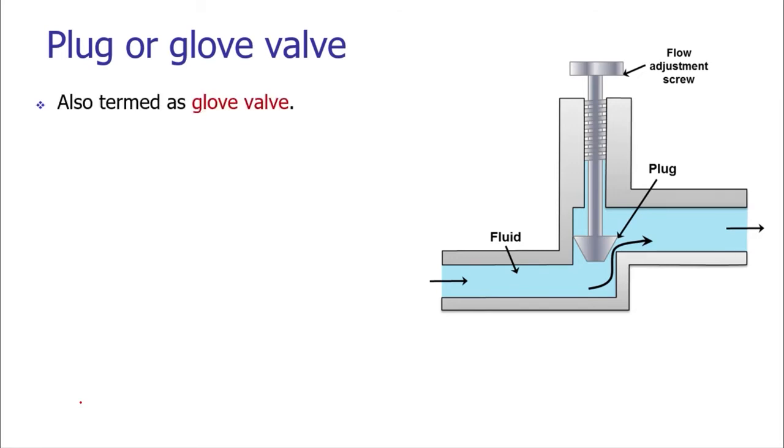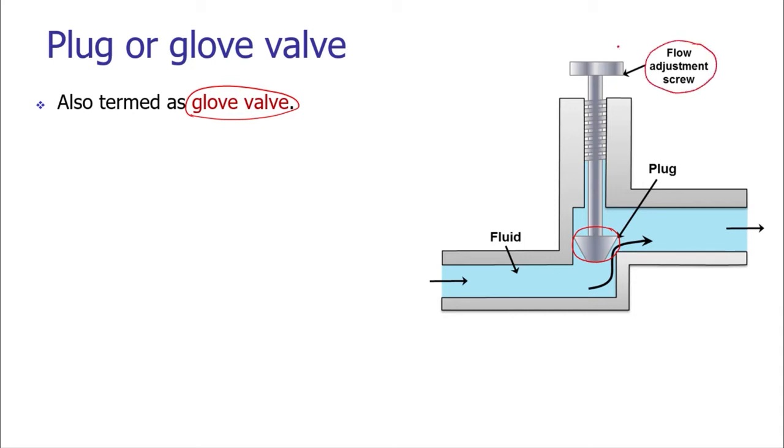The plug valve is also called the glow valve. So it is having a plug. Plug is nothing but a tapered cylindrical component, as you can see here. This tapered component or part is placed in between the passage of the fluid flow. The position of the plug inside the fluid flow is controlled by a flow adjustment screw.